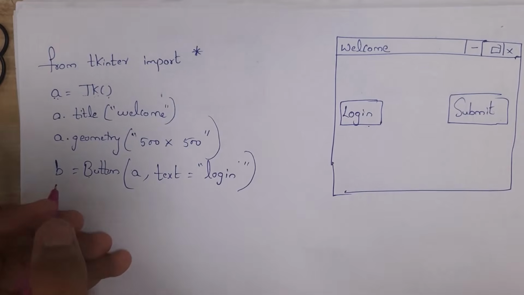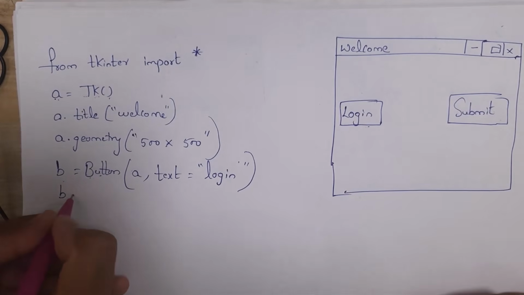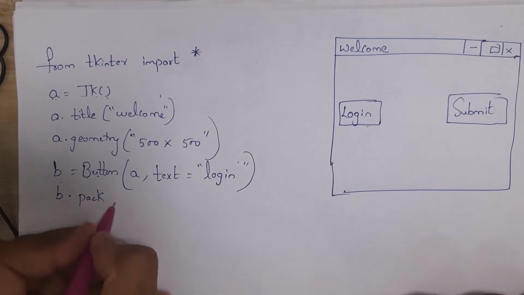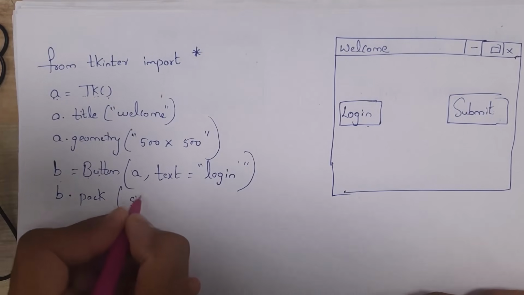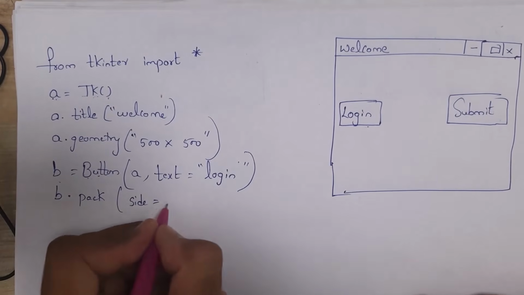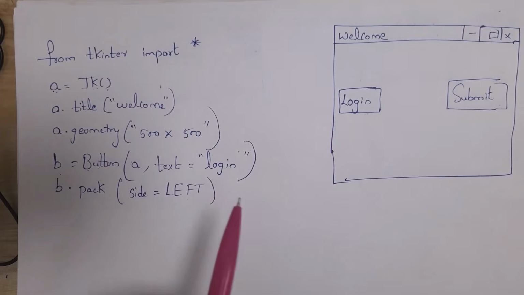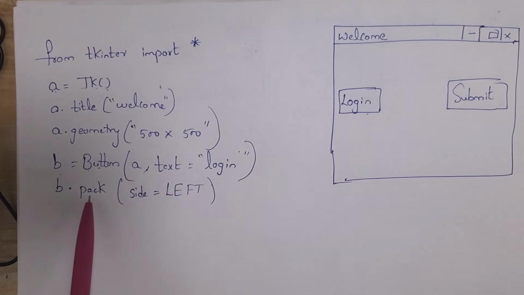So just write here, my button is present in variable b. So just write here b.pack. By using pack method, we can place button in any location. I want to place button left side. So just write here side equal to LEFT, where you write LEFT in capital, not in small letters. Whenever you execute these 2 lines of code, it will create this login button and it will place this login button left side.